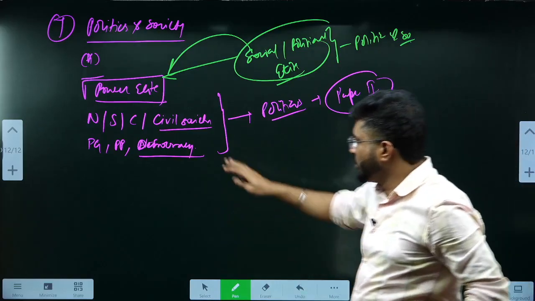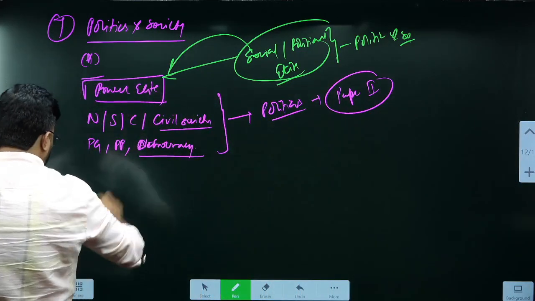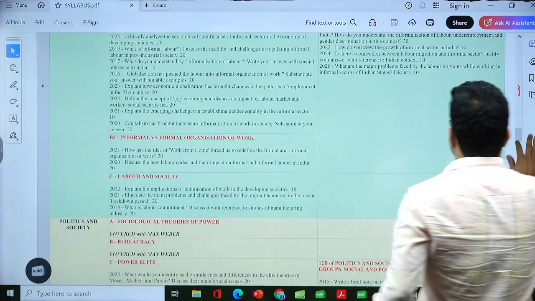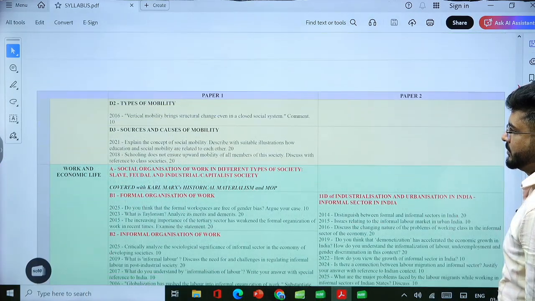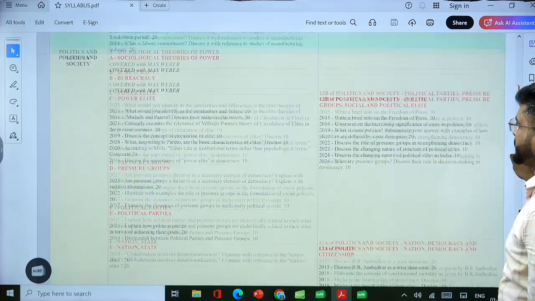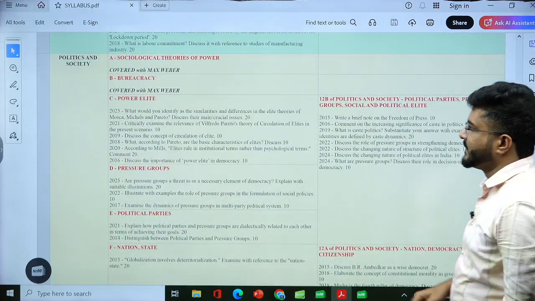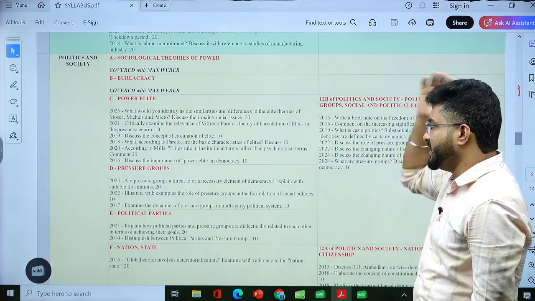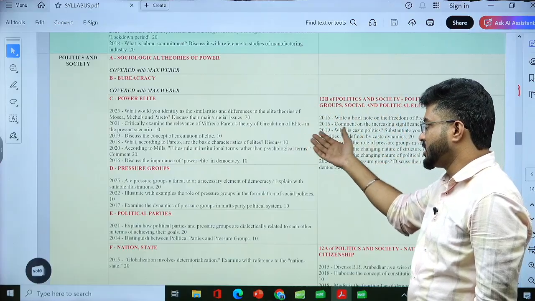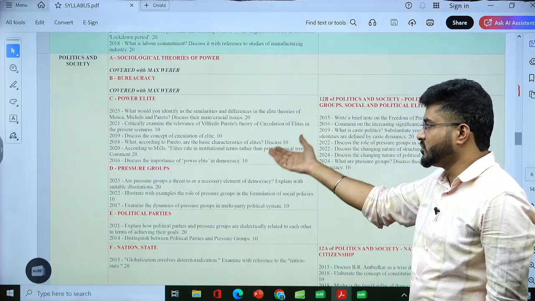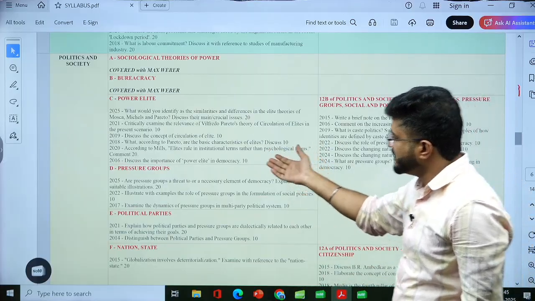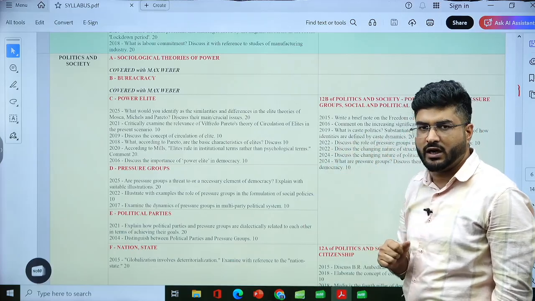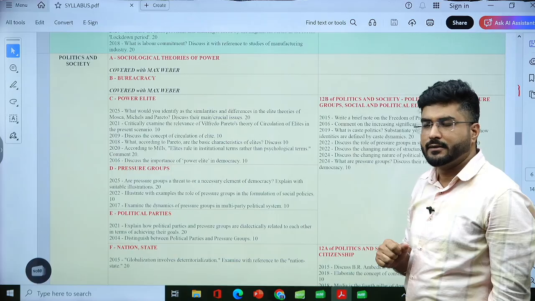Okay. Now look at the questions related to this. Civil society is not part of paper 2 in the syllabus, they haven't given that, but they are asking questions related to civil society in paper 2. Power elite concept, circulation of power elite, Mill's elite rule in institutional terms rather than psychological terms. Importance of power elite in democracy. So this particular question can also be asked in paper 2. Discuss the importance of power elite in democracy.